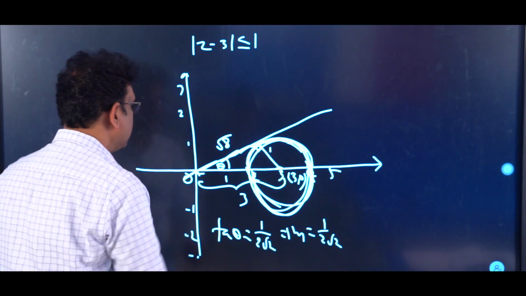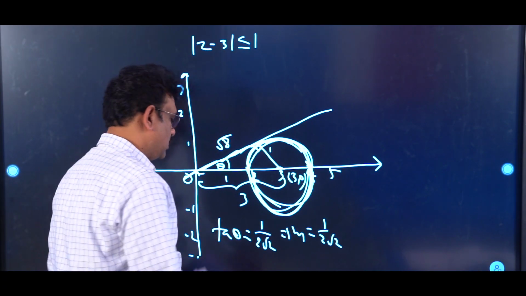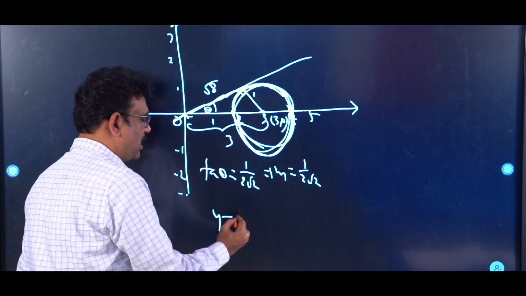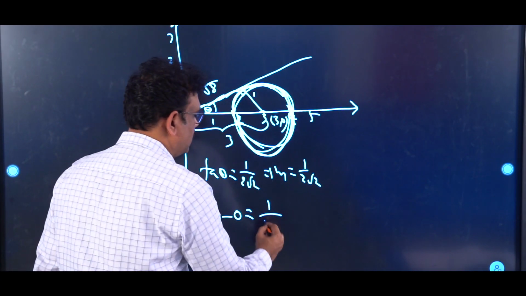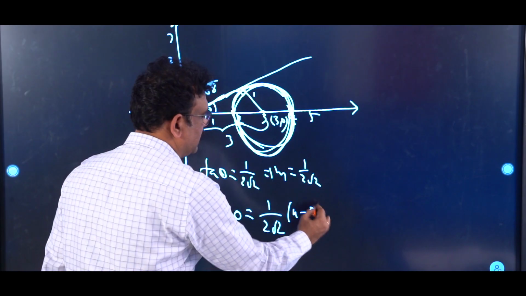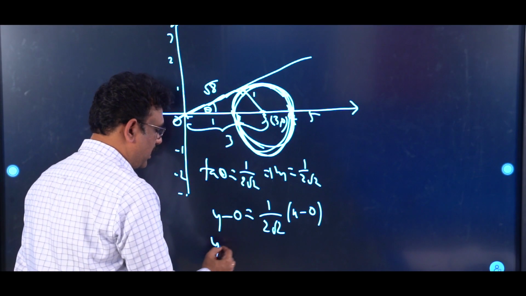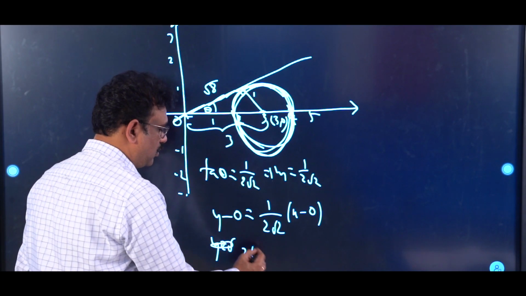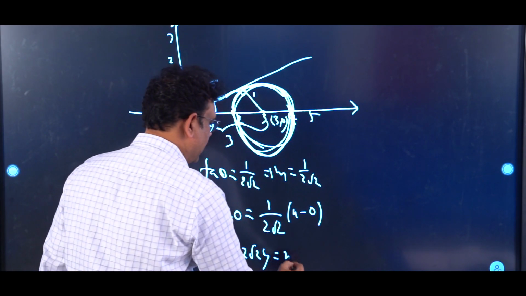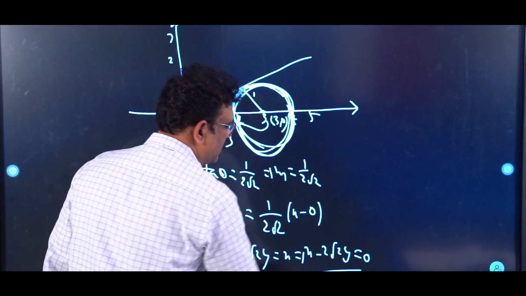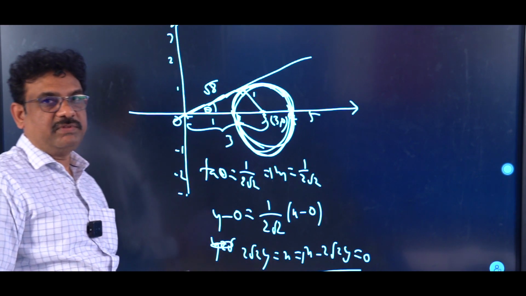Now the equation of this line, which is passing through the origin: y minus y1 is equal to slope into (x minus x1). So the equation is 2 root 2 y is equal to x, that is, x minus 2 root 2 y is equal to 0. This is the equation of the tangent.